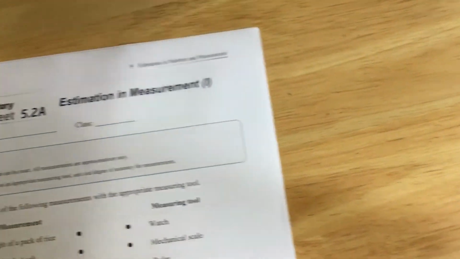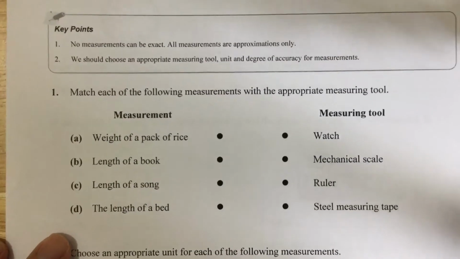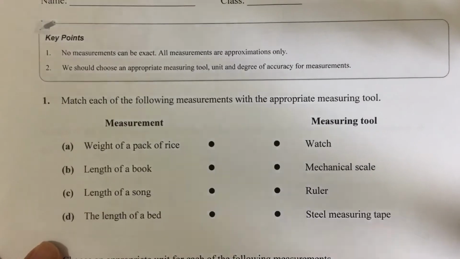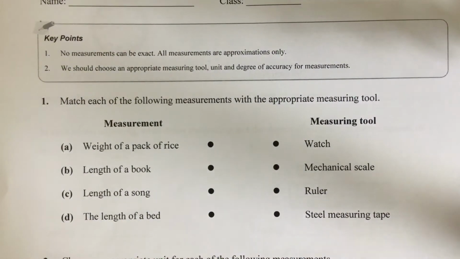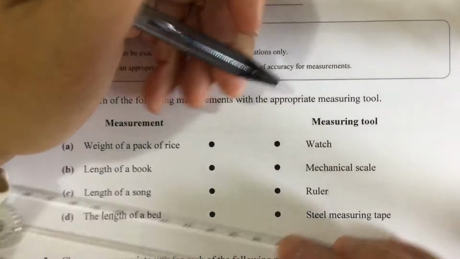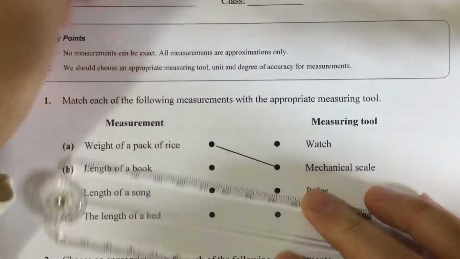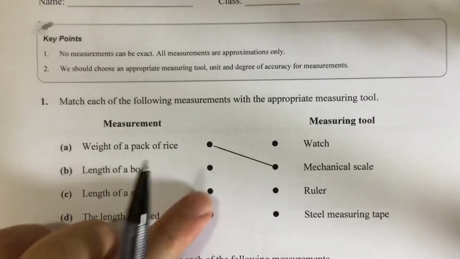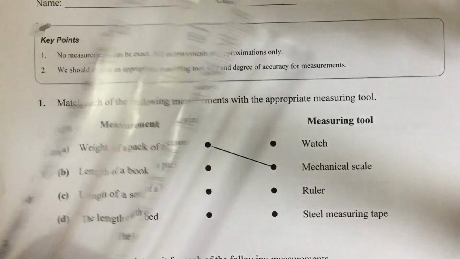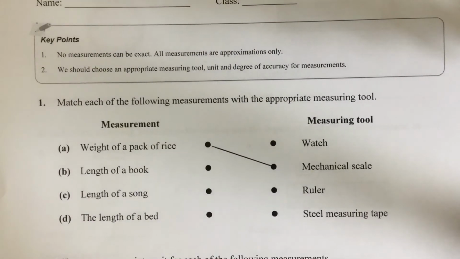Okay, let me move to the weight question. For part A, you will see the only one that we can use to measure the weight is called the mechanical scale. So that means we will use this one to measure the weight of the pack of rice. For B, I'm going to measure the length of a book. Obviously, we will use the ruler. It's so easy for you.